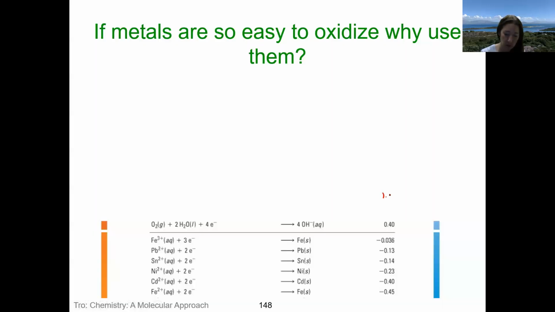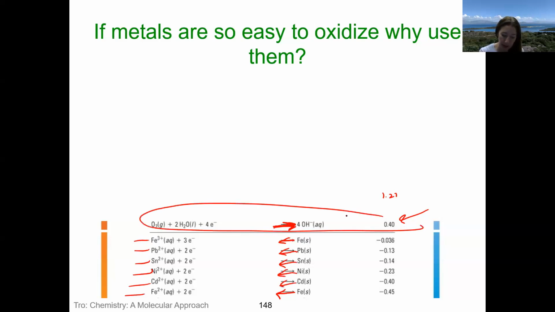So here the 1.23 one is up here, but here's our oxygen, and you can see most of our metals are below it. So remember, when we're looking at this reduction table, if the reaction above is paired with one going in the reverse direction below, it is a spontaneous reaction. So this will be reduced, and all of these will be oxidized if paired with this reaction, right?